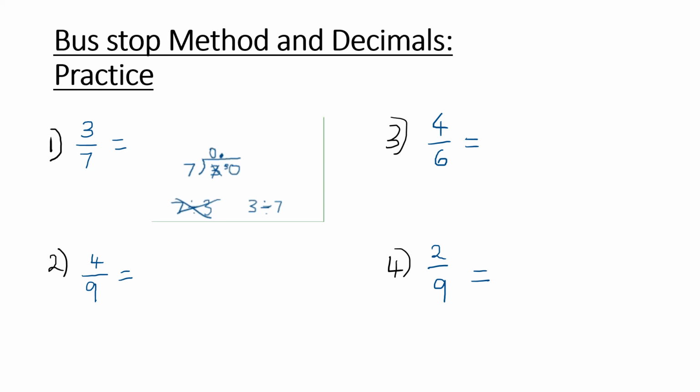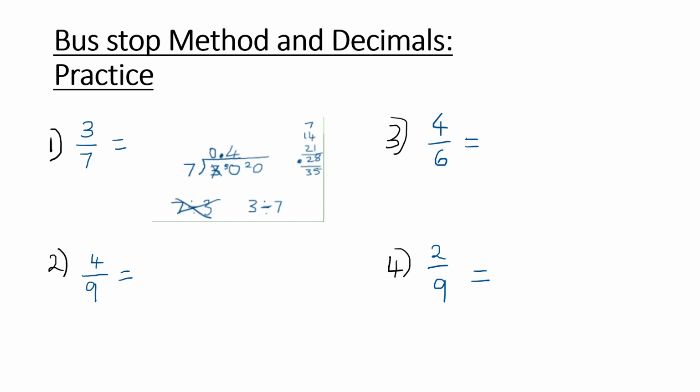So if you're stuck with your 7 times tables, 7, 14, 21, 28. What's next? 35. Okay, I've gone past 30. I actually want 30. So the closest one I have is this. So 1, 2, 3, 4. This is the 4 times table. So that's 4. 4 times 7 we know is 28, so there was 2 left over. I'm going to put 0 there with my remainder.